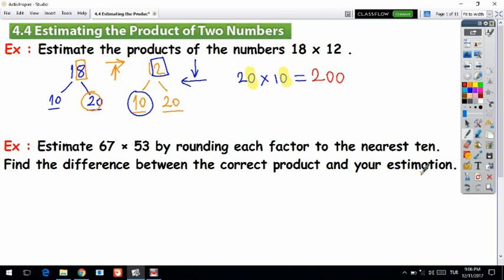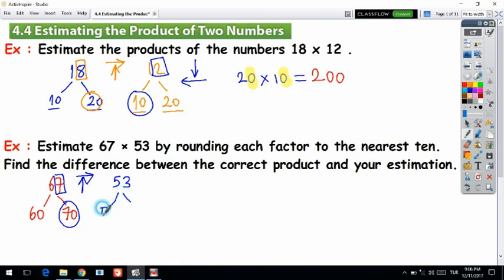Okay, now let's do it first. 67. Let's write 67 between two numbers that are multiples of 10: 60 and 70. How can we understand? We look at the ones digit. The ones digit is 7. Is 7 5 or bigger than 5? Yes. If you say yes, you round up, then you move right. The answer is 70. Now let's round another number. So we have 53.